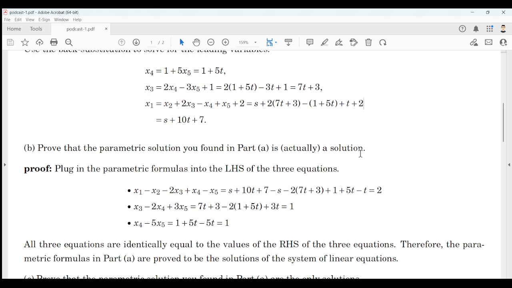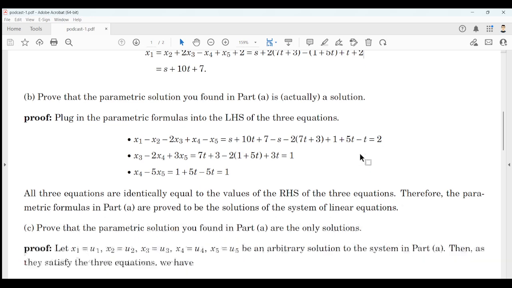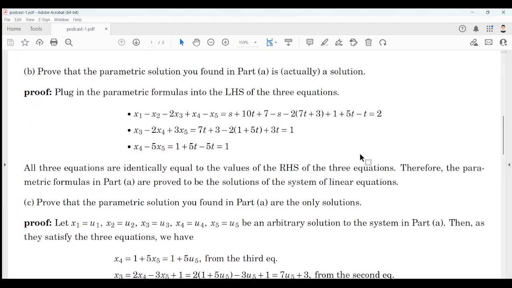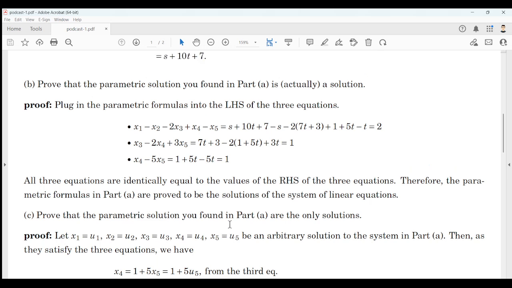And this single form covers every possible solution. That's the claim. Infinite solutions, all described by picking values for s and t. But finding it is just part 1, really. Right, because Chang's document then proves it. First, that this formula actually works.